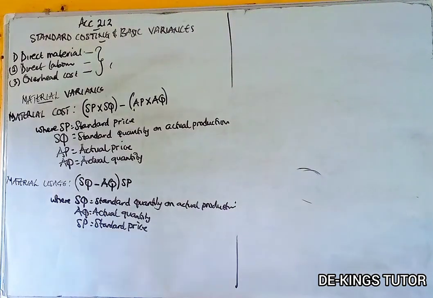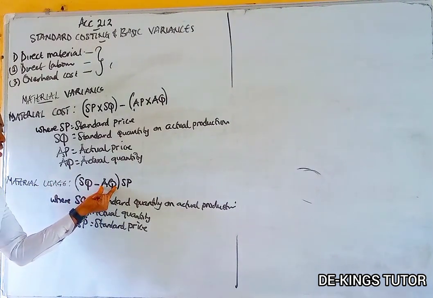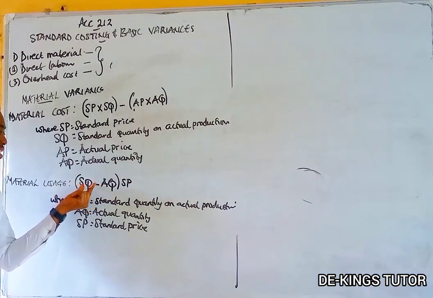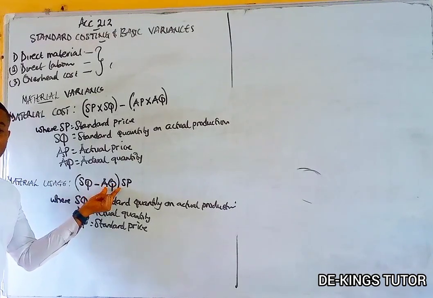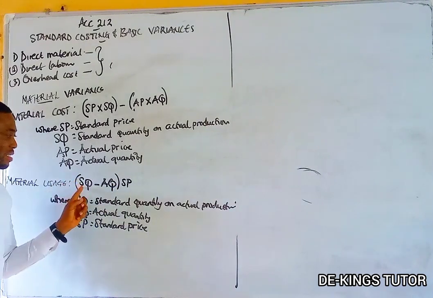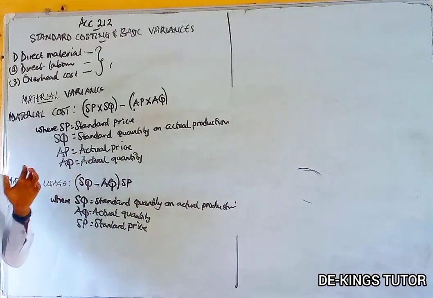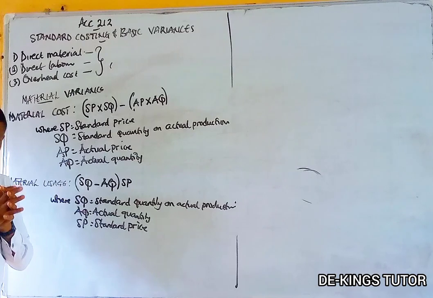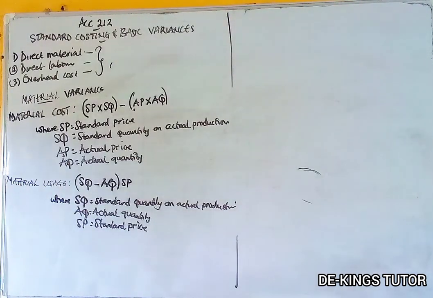Now, in the same way also, like I said, in some text, you will see the actual quantity here and the standard quantity here. The major aim is to know when the standard is more than the actual, you have what? We're going to see that while we're solving.